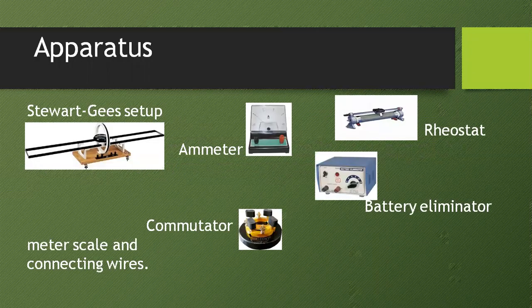For that, we need the apparatus: Stewart-Gee's setup, ammeter, rheostat, battery eliminator, commutator with 4 plugs, meter scale, and of course connecting wires.